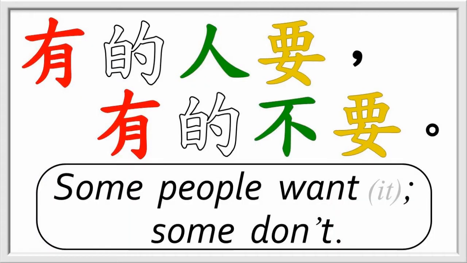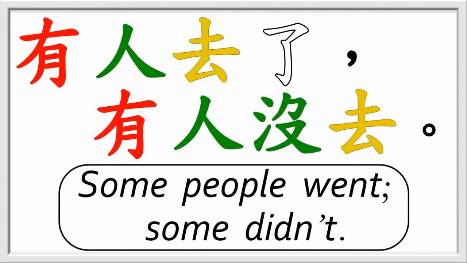Another useful combination is 有的, meaning some. For example, 有的人要, 有的不要. Some people want it, some don't. Or some people want to, plus a verb, some people don't want to. Sometimes the 的 can be dropped. 有人去了, 有人没去. Some people went, some didn't.